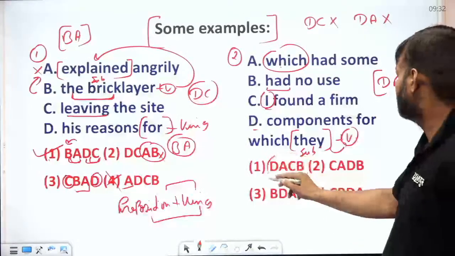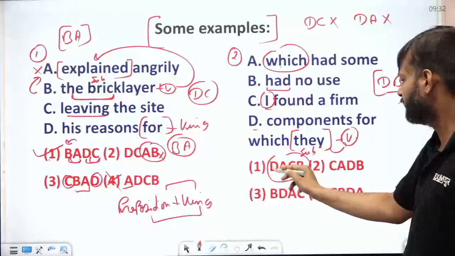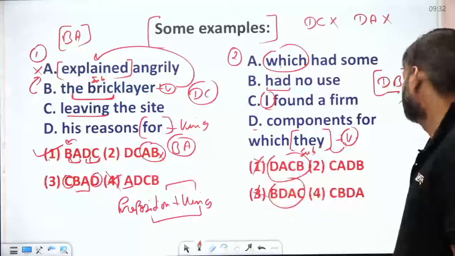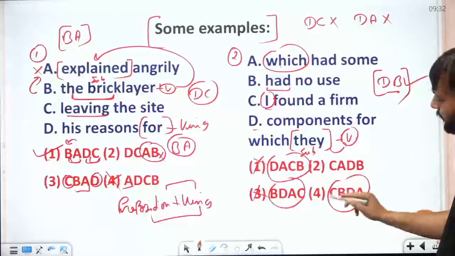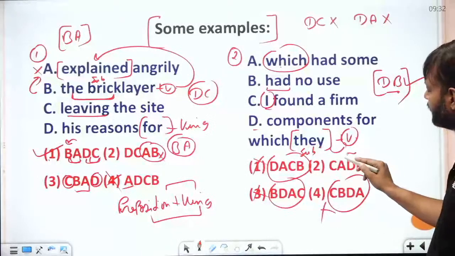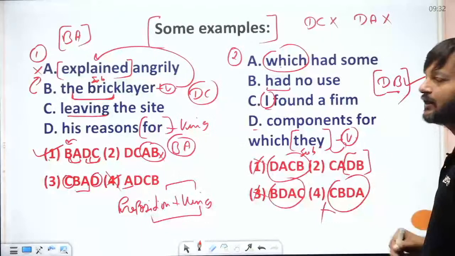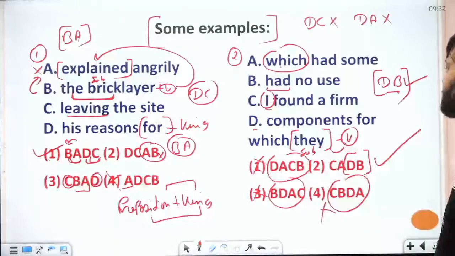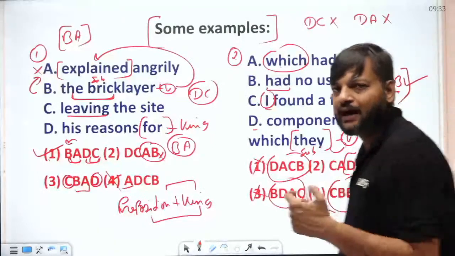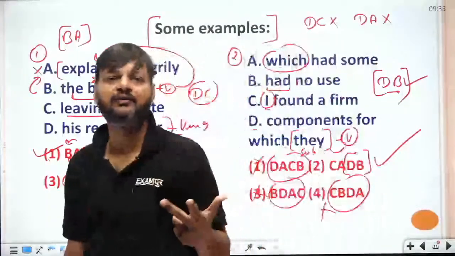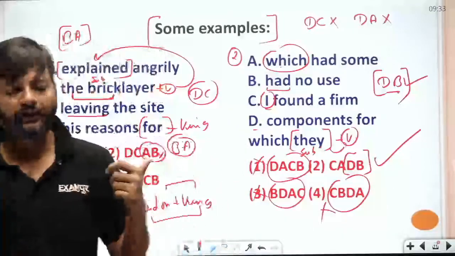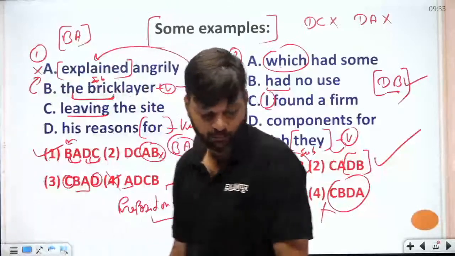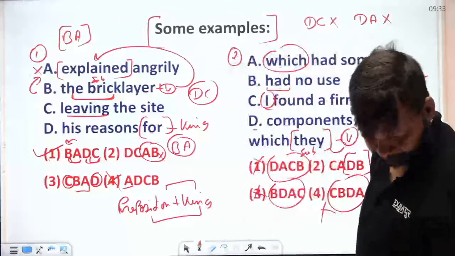So now check the options. Is there DB in this option? No. Is there DB in this option? No. Is there DB in this option? No. Only one option has DB in its arrangement. So the correct answer would be CADB. So just by making pairs of two sentences, you can answer the question easily. Okay? Any doubt? Any problem?